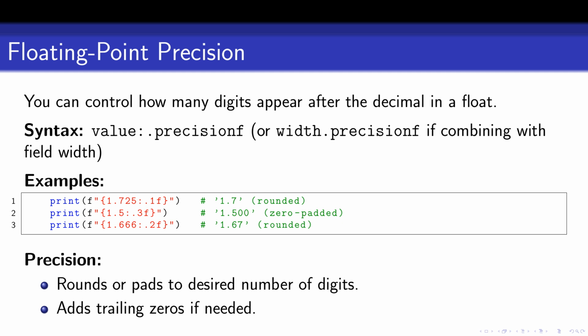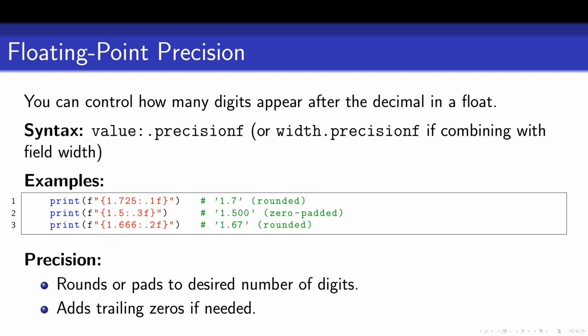When working with floating point numbers, controlling the number of decimal places shown is essential for professional-looking output. Python's f-string formatting allows you to specify precision using the .precision f syntax. For example, value : .2f rounds a float to 2 decimal places.